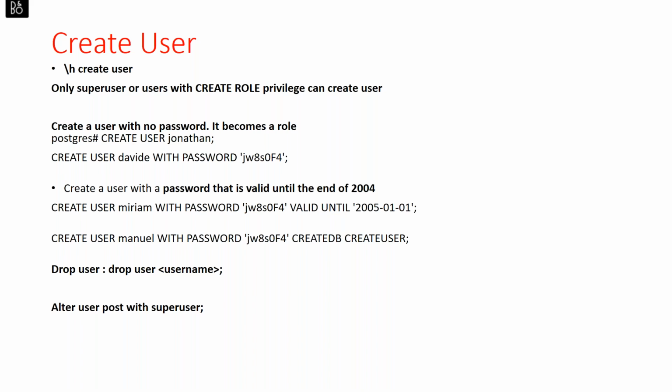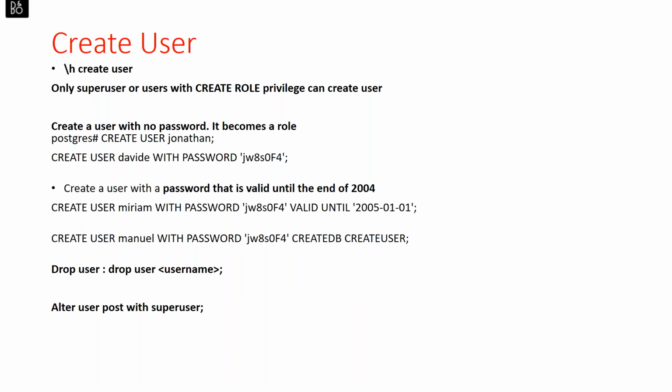Create user, username, create a user with the password. So you are creating a user with the password. And what about Jonathan? You create a user with no password, it becomes a role. It just becomes a collection of privileges. Okay, it becomes a role.